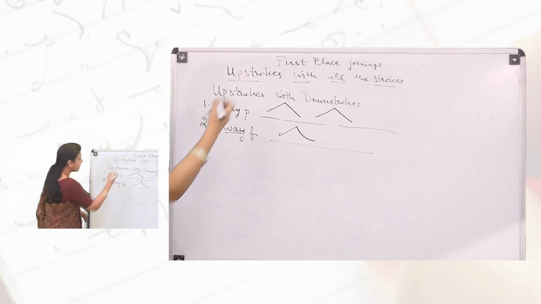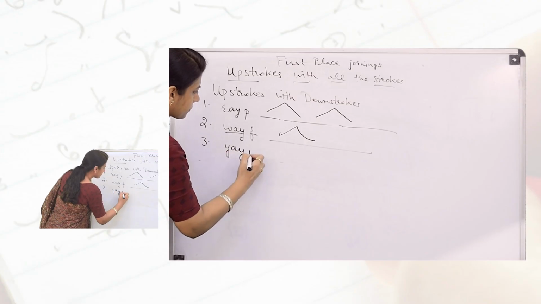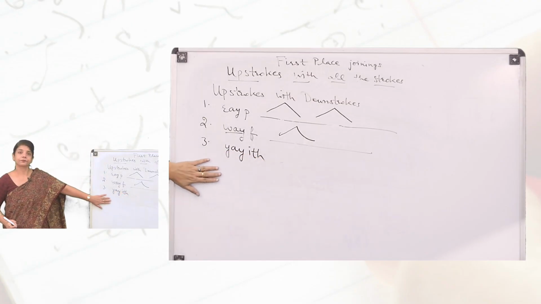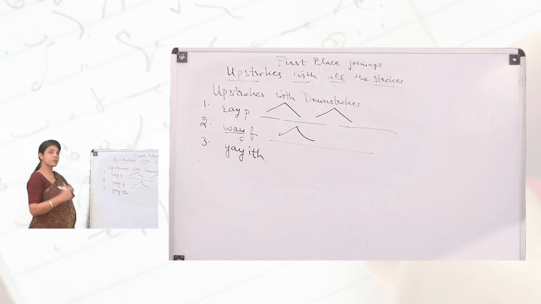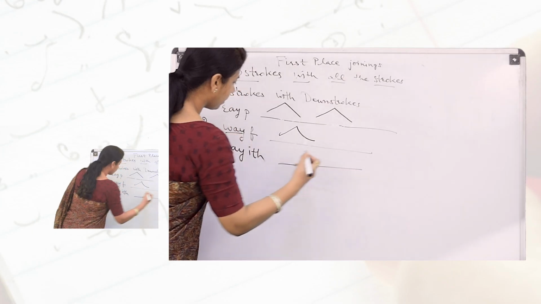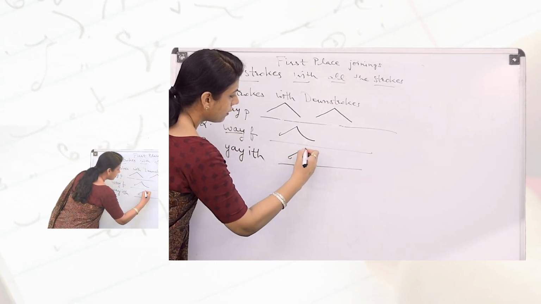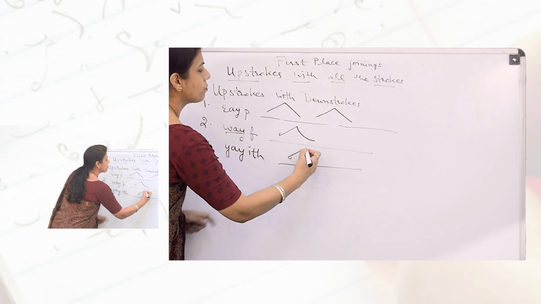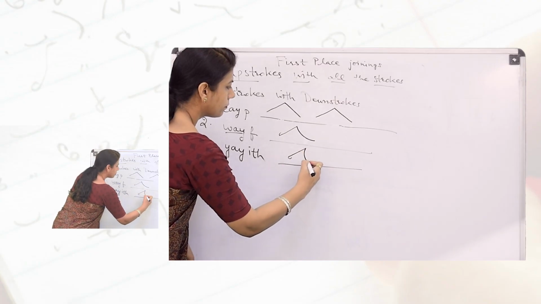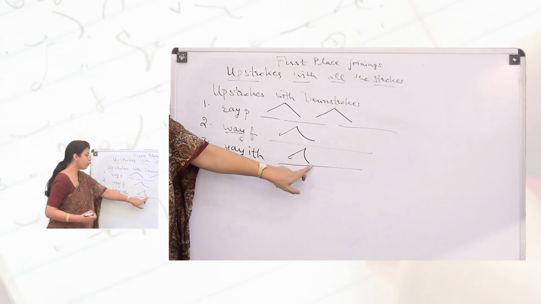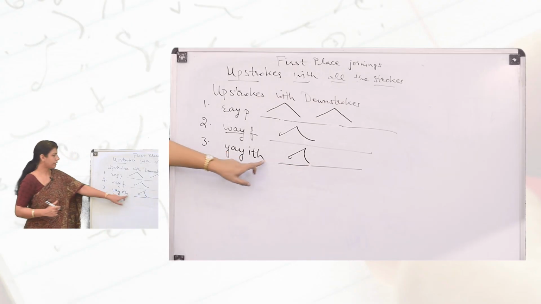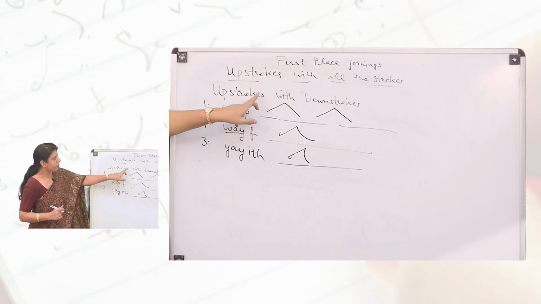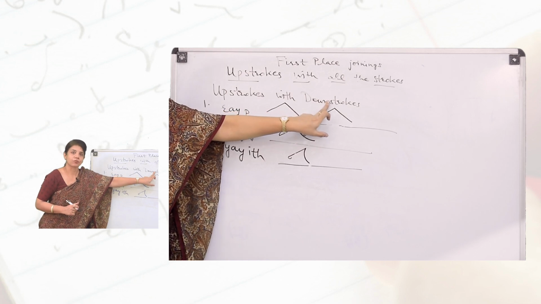Now next example we can take as Ye and Ith. Ye is an upstroke, Ith is a downstroke. So first place we need to keep in mind again the same thing. Ye has to be formed above the line. Ye is an upstroke, so it will be from bottom to top. Ith is top to bottom. So this is Ye and Ith at first place. So now we finish off the examples of combination with upstrokes with downstrokes.